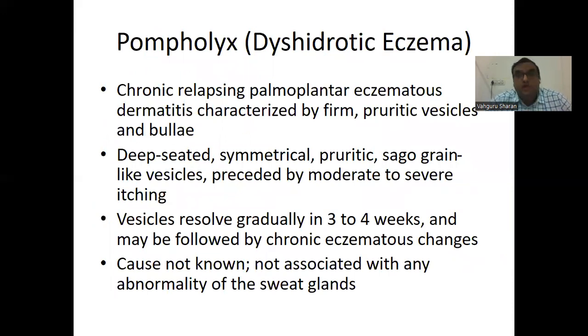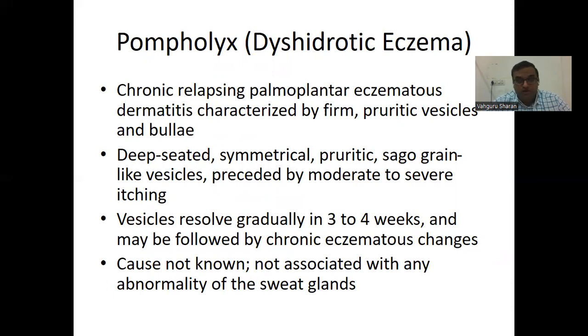What is dyshidrotic eczema or pompholyx? Pompholyx is a chronic relapsing palmoplantar eczema characterized by pruritic vesicles and bullae. Deep-seated symmetrical pruritic sago-grain-like vesicles, which are preceded by moderate to severe itching. These vesicles resolve gradually over weeks, and then they leave behind chronic eczematous changes.